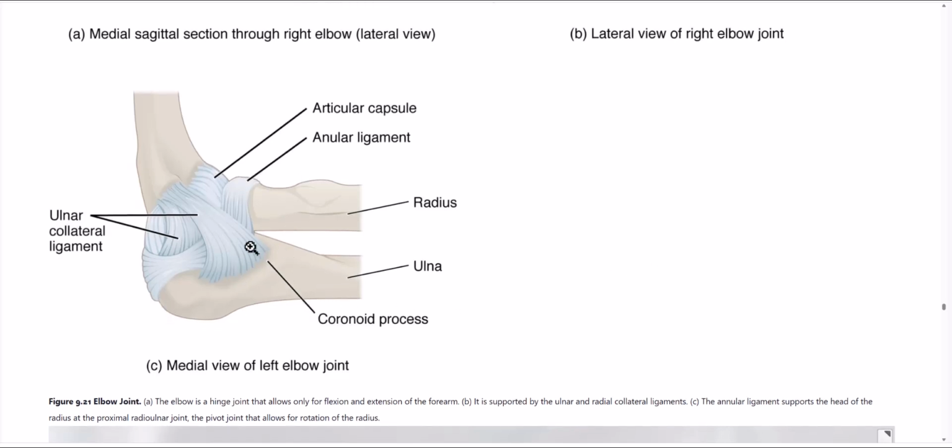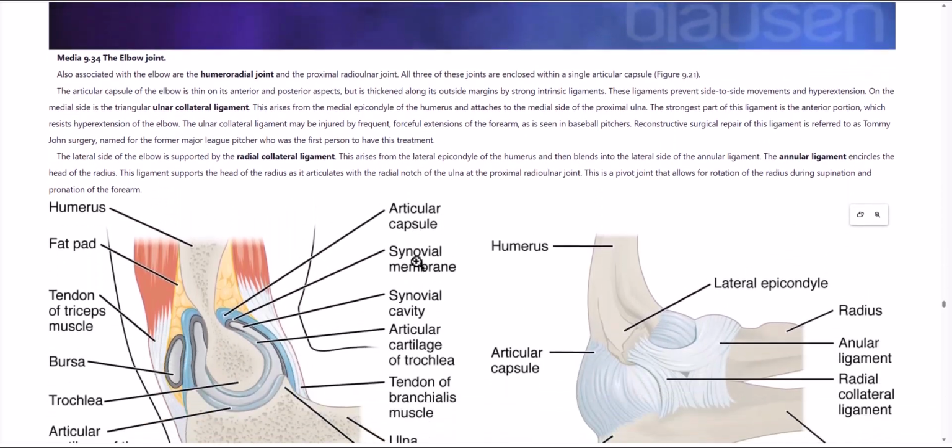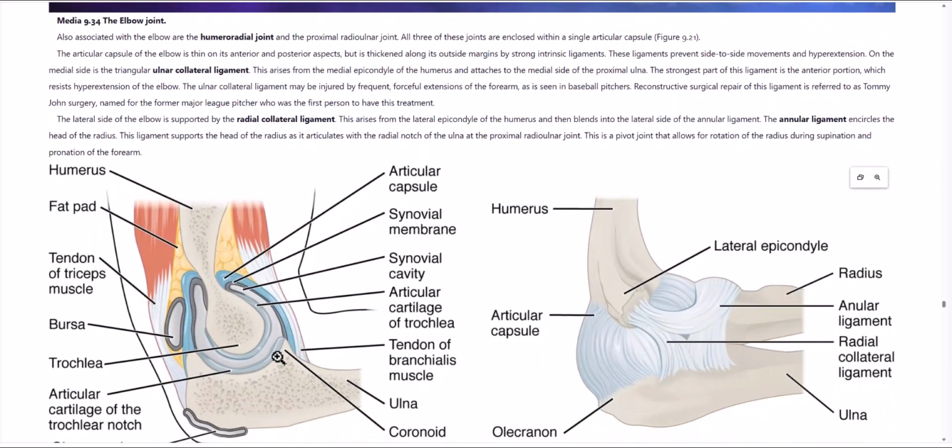You also are learning the two processes. So you have the coronoid process and the olecranal process. Let me show those to you where they're more obvious. Here we have the coronoid process. Here we have the olecranal process. Together they make the trochlear notch.